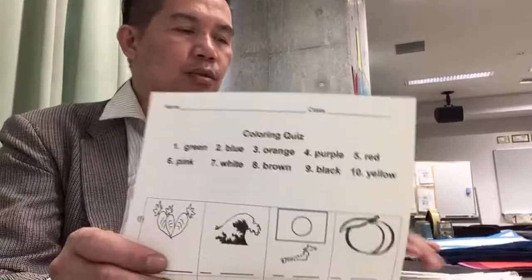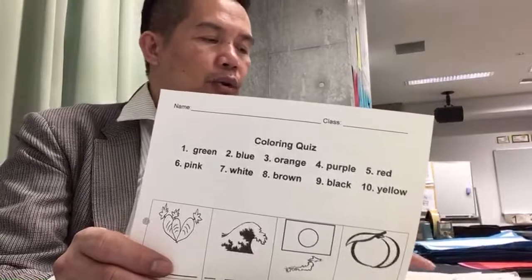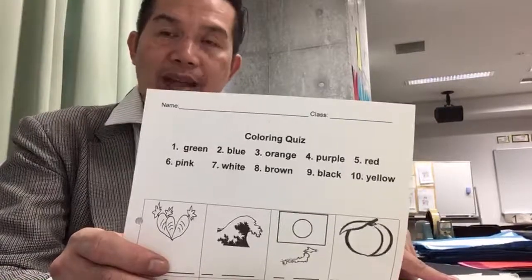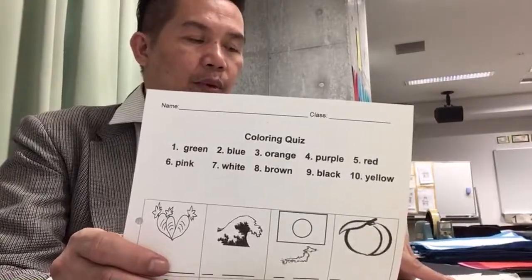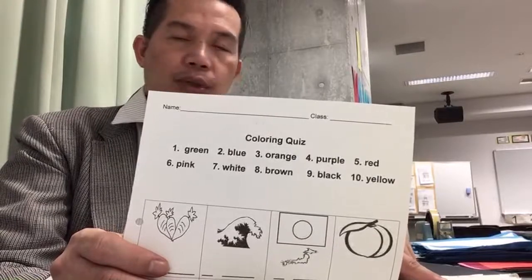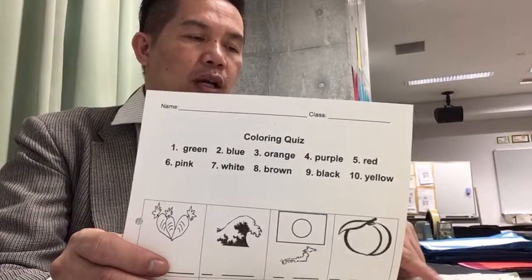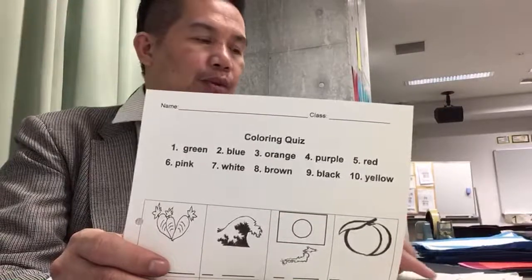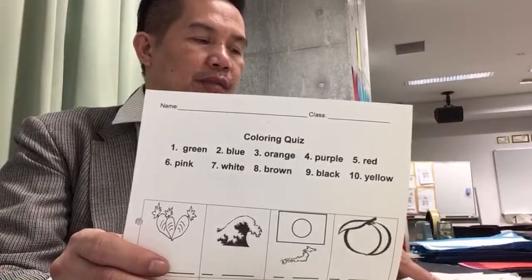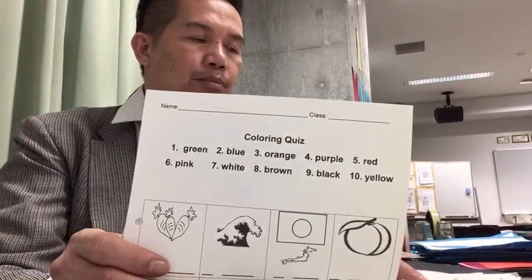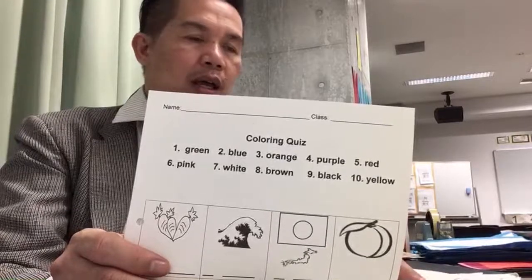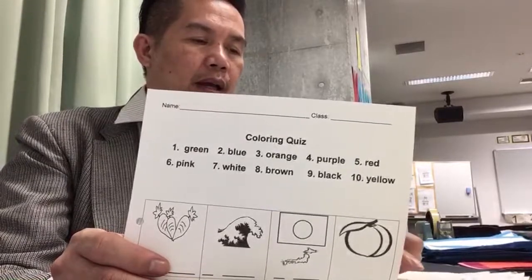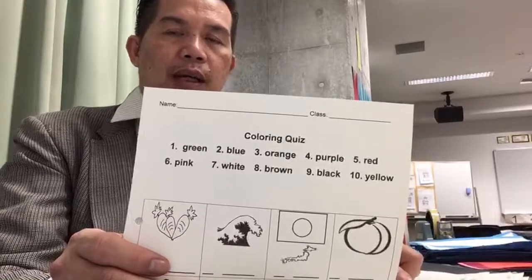I repeat, this will be the sequence, or the order, of the colors that you have to write in your worksheet. Number one, green. Number two, blue. Number three, orange. Number four, purple. Number five, red. Number six, pink. Number seven, white. Number eight, brown. Number nine, black. And number 10, yellow.